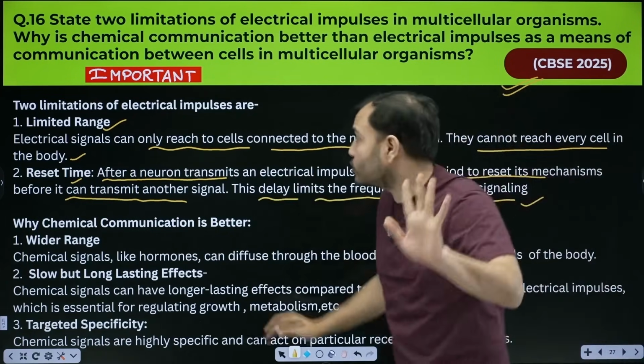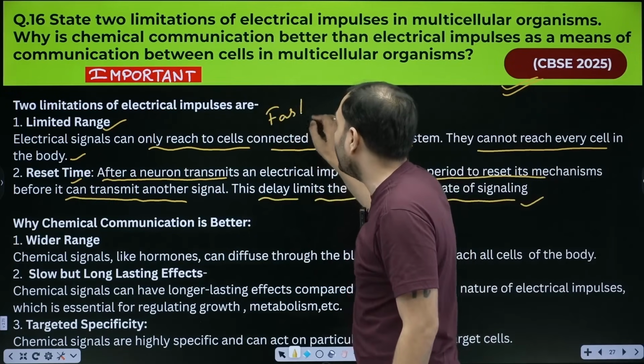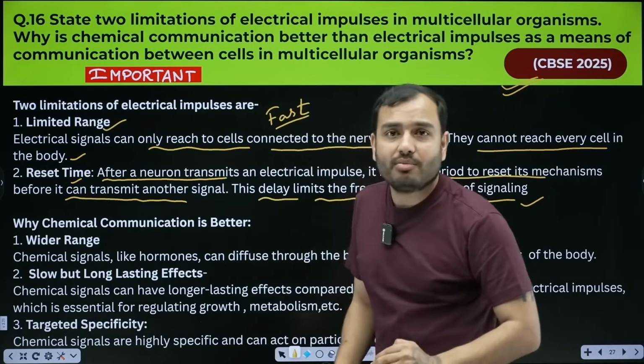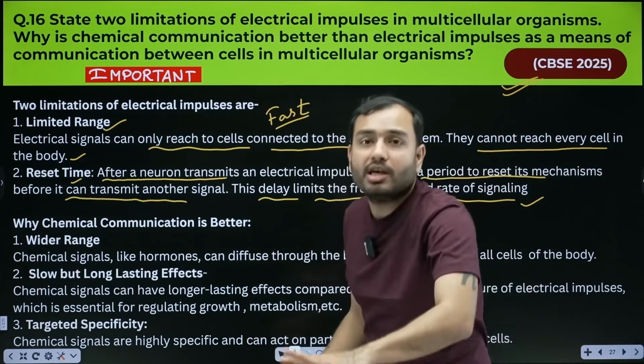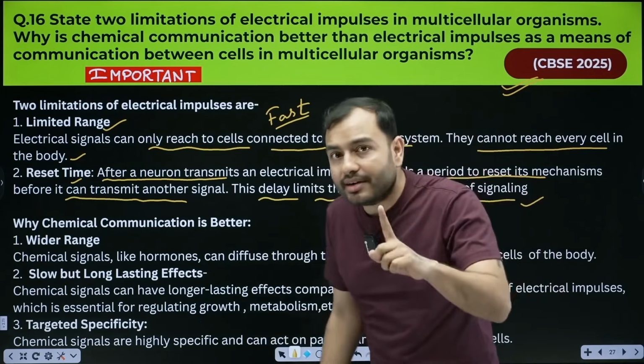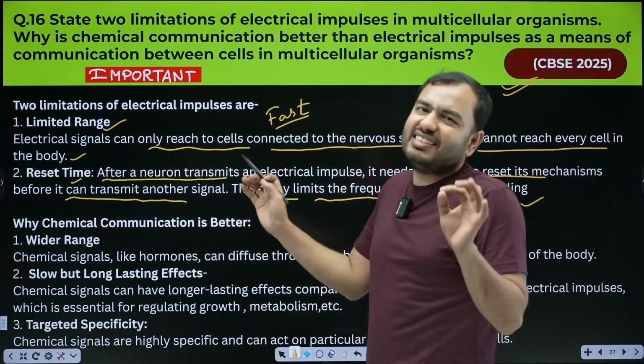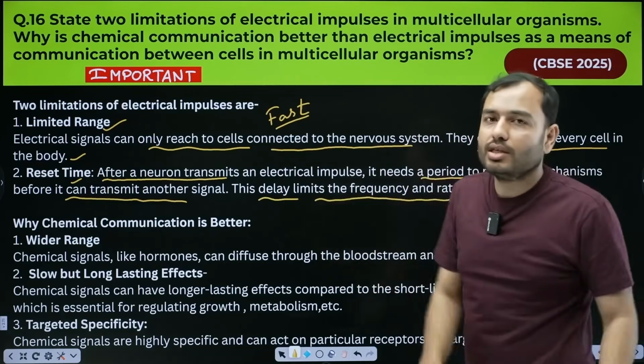The signal is very fast. Remember that this is a very fast mechanism, an electric impulse. But the frequency is low. One fast signal went, then before sending the next one, there's reset time. So two things: limited range, doesn't reach all cells, and second, reset time. The frequency of the signal is not that fast.